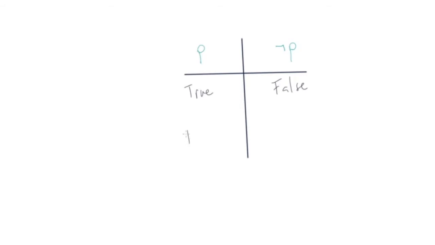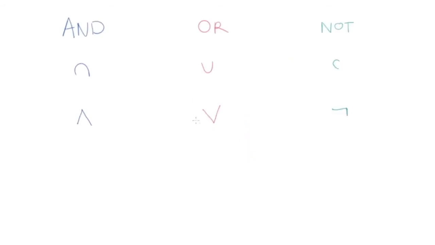If P is false, then not P is true. So all it does is flip the truth value of P. Okay, so we found that in set theory, we have correspondence to and, or, and not. We have intersection, union, and complement. In statement logic, we also have correspondence with and, or, and not, namely the wedge, the v, and the not operator. So that's not the end of the correspondences.